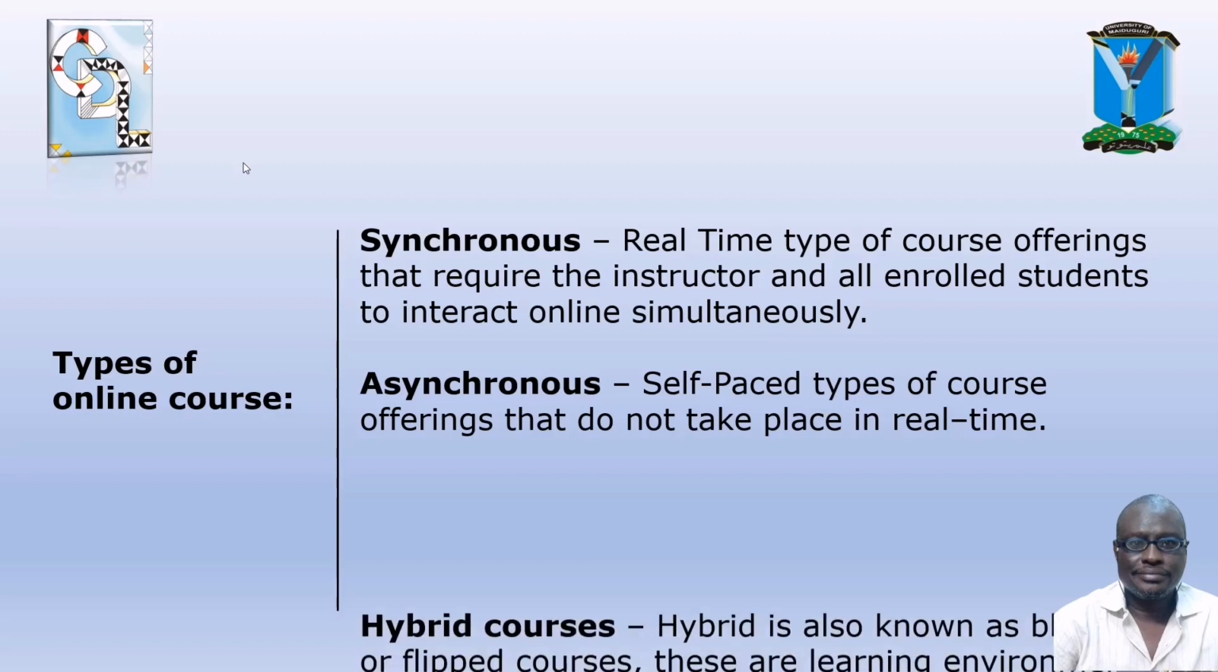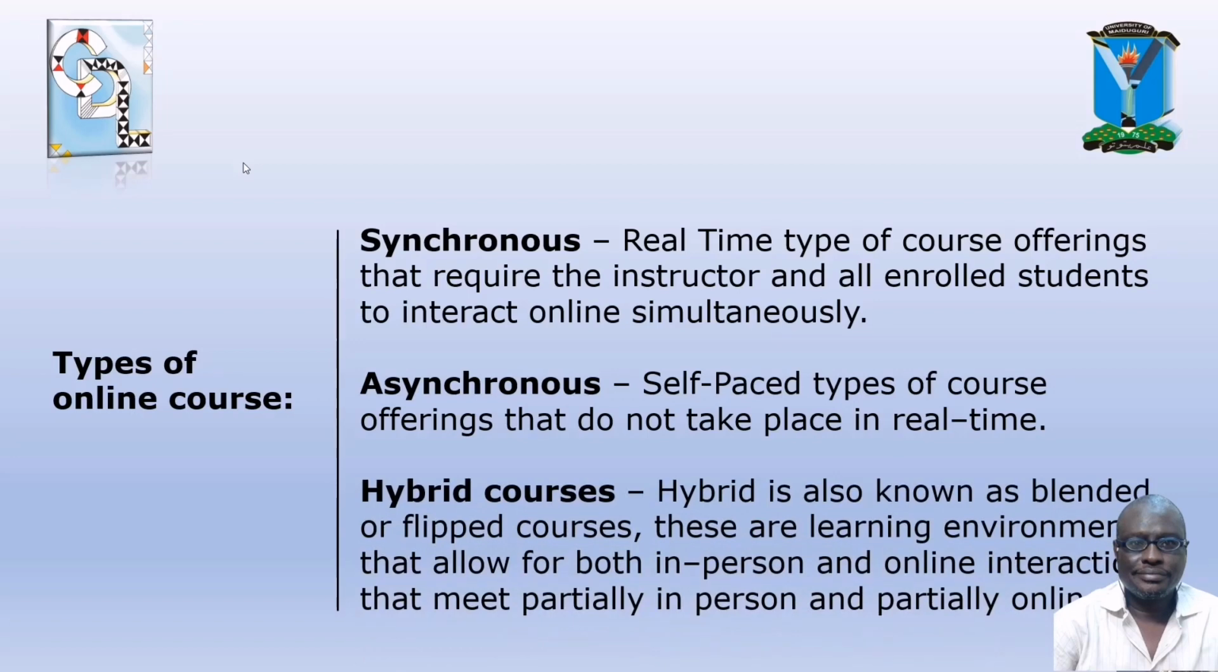Hybrid courses. Hybrid is also known as blended or flipped courses. These are learning environments that allow for both in-person and online interaction, meeting partially in person and partially online. Usually, hybrid courses meet in person several times during a semester and provide for computer-based communication in between those face-to-face sessions. Distance learning centers and on-campus courses can have online asynchronous components added for after-class work.